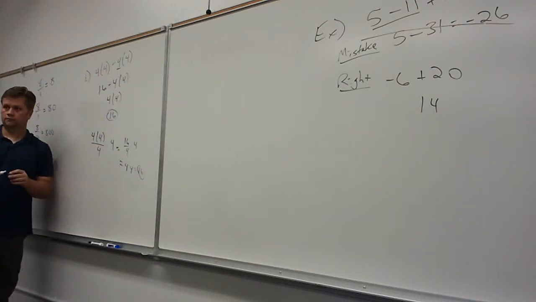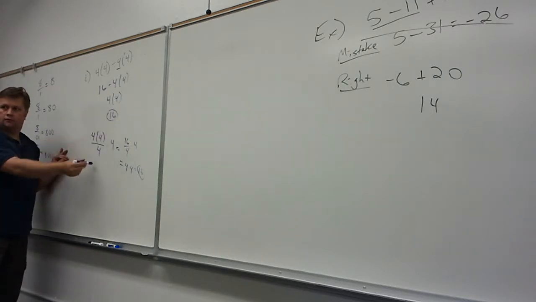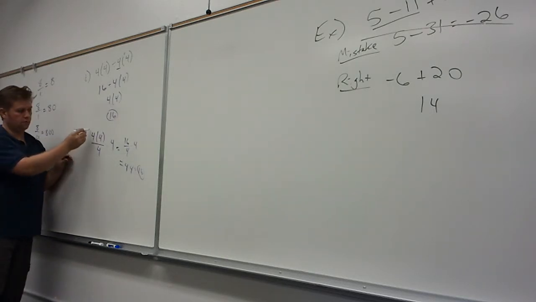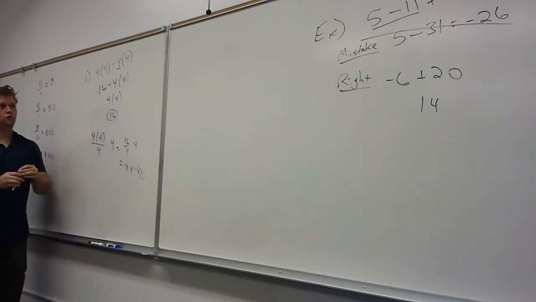Right, but if you did the division before the multiplication, if you cancel these out, that'd be fine too. That's fine as well, because if you cancel those out, 4 times 4 is still 16. Okay. Yeah, cool.